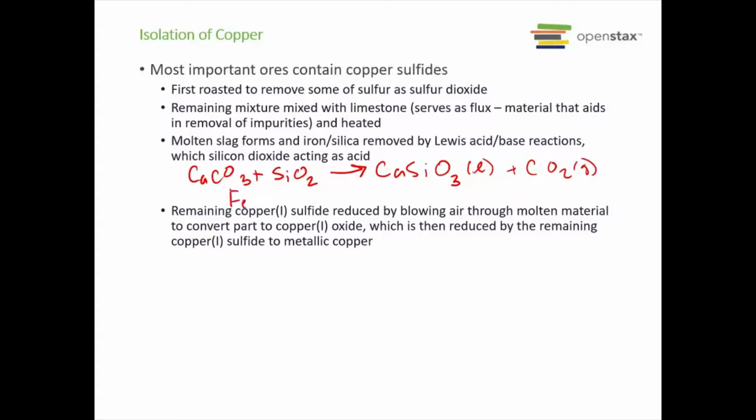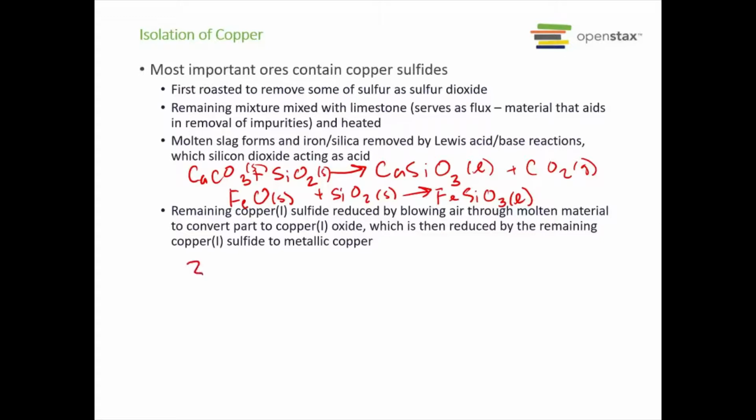And then the iron(II) oxide. This is a solid, I forgot to put in. And the silicon dioxide then makes this iron silicate. That is a liquid that can also be removed. So then the remaining copper(I) sulfide is reduced by blowing air through it. So it's in a molten form. We blow some air through it. Part of it is converted to copper(I) oxide, which then reacts with the remaining copper(I) sulfide to form metallic copper, which I thought was really cool.